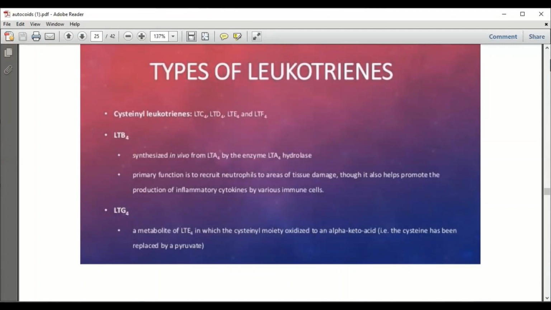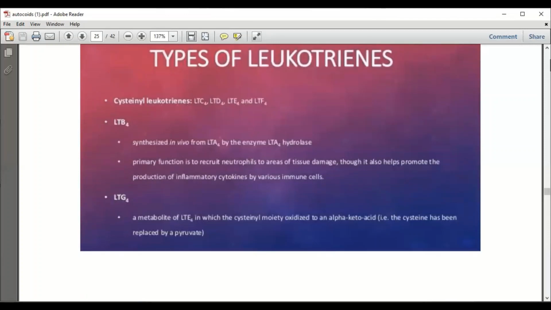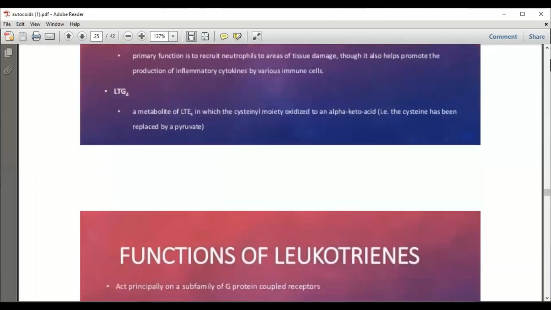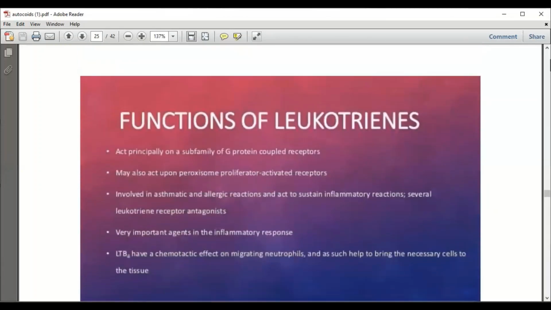production of inflammatory cytokines like interferon gamma, tumor necrosis factor, interleukin 1, interleukin 6, interleukin 8, by various immune cells, like T lymphocytes and B lymphocytes. So leukotriene G4 is a metabolite of leukotriene E4, which is oxidized to an alpha keto acid in the body. So what are the functions of leukotrienes?